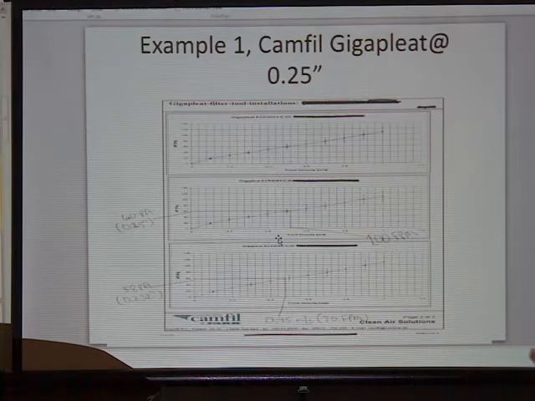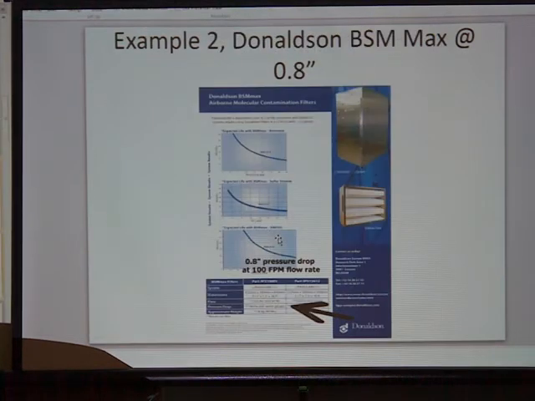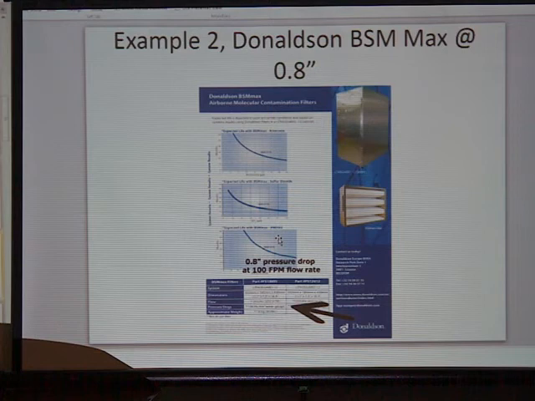A lot of them are significantly more pressure drop than that out there. There's another example, a Donaldson BSM broad spectrum max lithography filter, and basically if you go right to their pressure drop curve right here, and again I apologize, it's hard to see there, but I've made a little note to make it easier. It's 0.8 inch pressure drop at 100 feet per minute, so roughly double what the fan filter was originally specified to be used for.